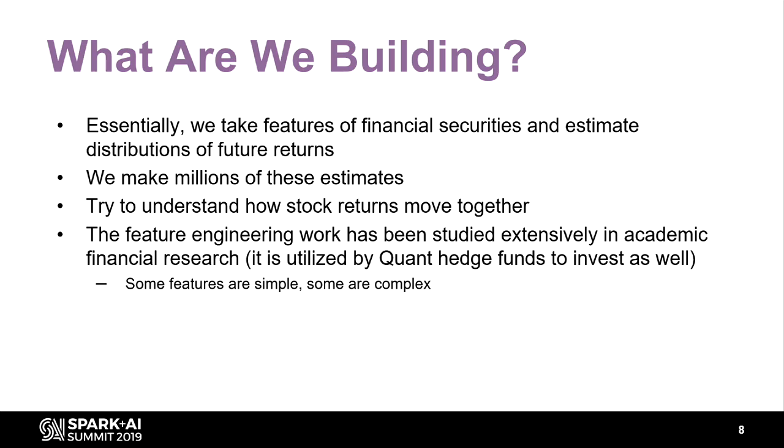So what are we doing? We're taking the features of all of these financial securities. We've got about 8,000 stocks and the better part of 1 million bonds in our model, and we're estimating the distributions of the returns. Now, we don't want to do this just for stocks. We're interested in investors' portfolios. So we want to look at a portfolio of, let's say, 70 or 80 stocks, which is pretty typical for an actively managed fund.